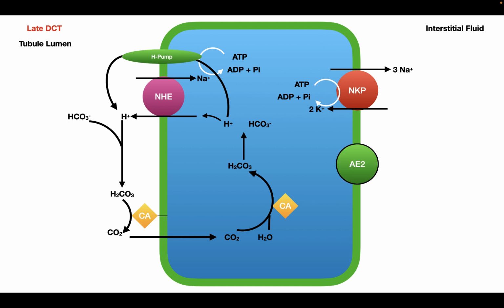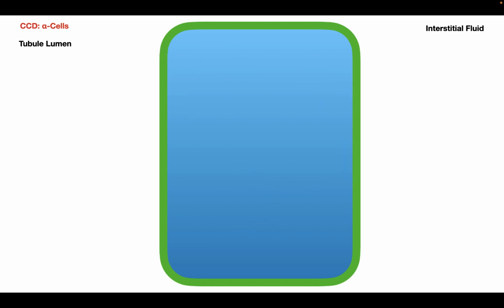The anion exchanger exchanges 1 bicarbonate for 1 chloride. So this is the mechanism in which bicarbonate is going to be reabsorbed in the late distal convoluted tubule. So around 6% of filtered bicarbonate is reabsorbed by the distal convoluted tubule. So now we're going to see how the cortical collecting duct handles bicarbonate.